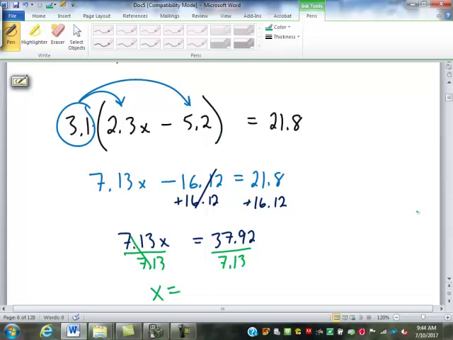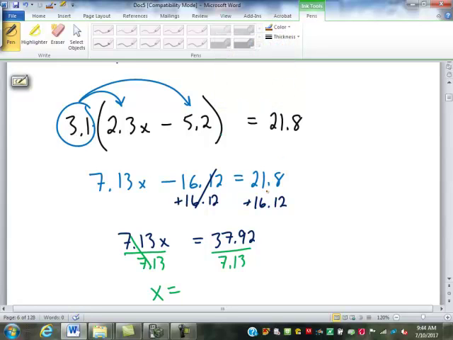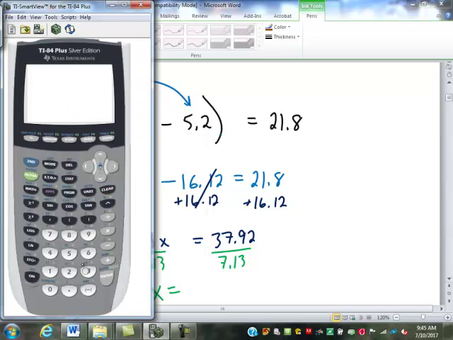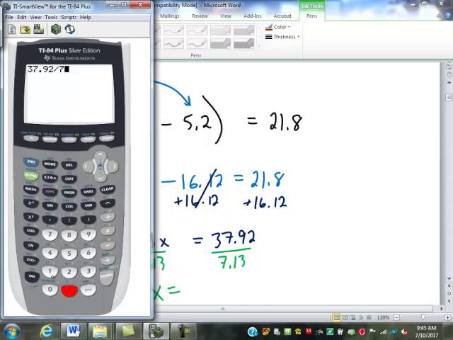X equals, now we could divide that out. We're going to get 5 point something, right? 5.31837307. Does not look like anything's going to repeat there, does it? So we're going to go 5.3184, looks like.